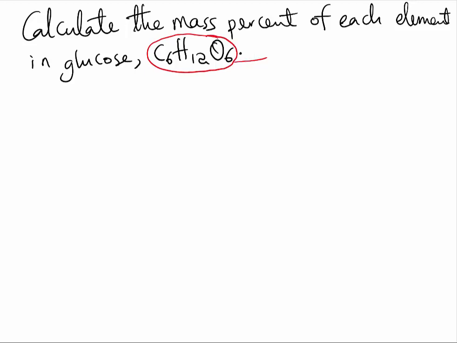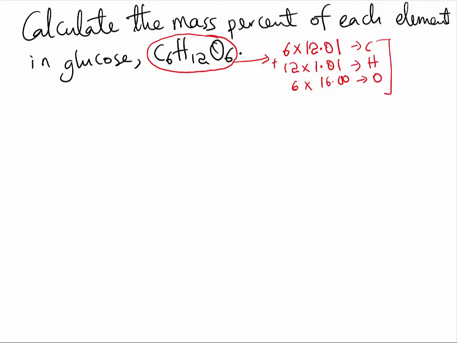Using the periodic table, that will be 6 times 12.01 for carbon, plus 12 times 1.01 for hydrogen, and 6 times 16.00 for oxygen. And if you add up everything here, you should get 180.18 gram per mole.